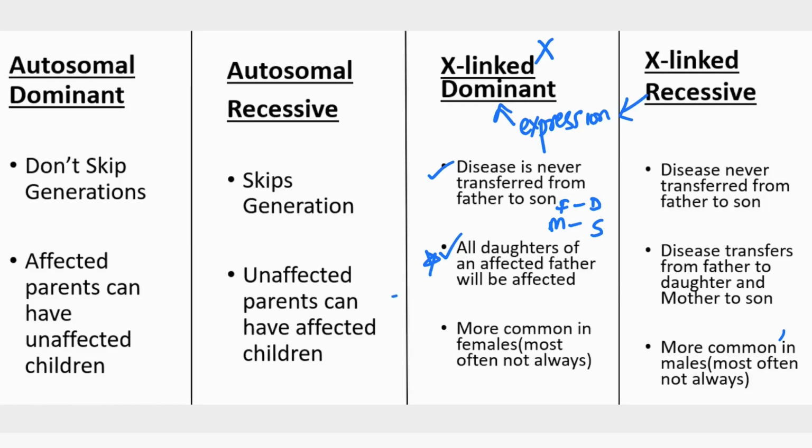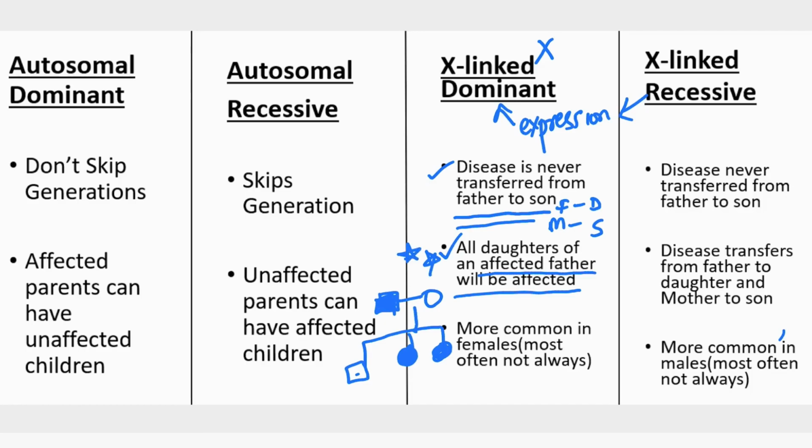So how will the pedigree chart look like? So if this is the father and the mother, and we know that the father is affected, and the father has a son and 2 daughters. So all daughters of the affected father will be affected means all the daughters will be affected. The son will be unaffected. We know that it doesn't transfer from father to the son. So this is a really important clue. You have to remember it.